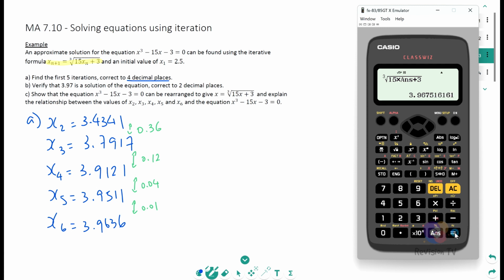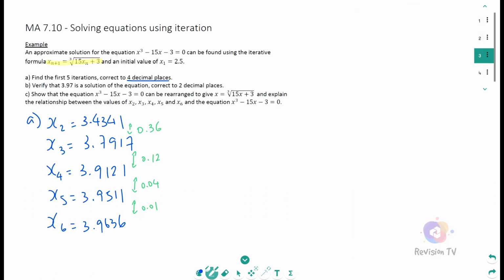So find the next one. Oh, 3.967. So that's 3.97. So we're going to write all of them. So 3.9675. So in part B, I got x7 equals 3.9675. This rounds to 3.97, so I can approximate to 3.97. The curly equals sign means approximately equal. So this means approximate it to.